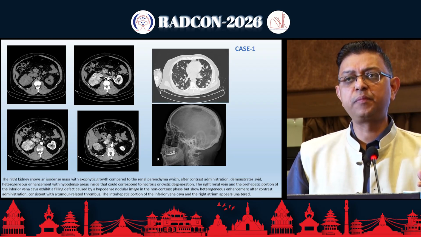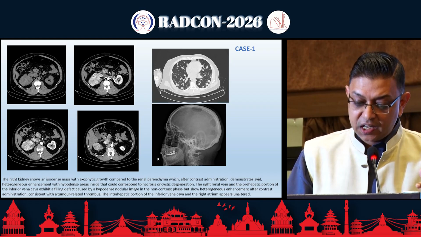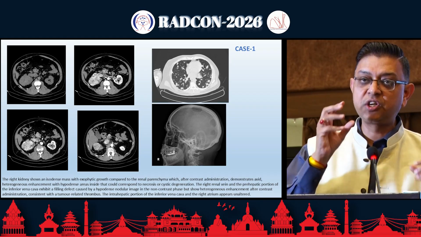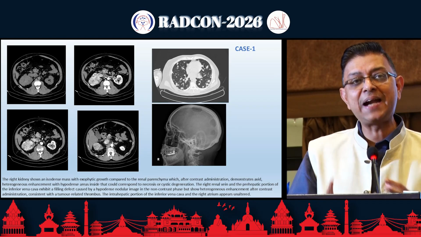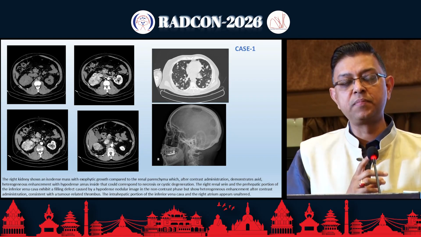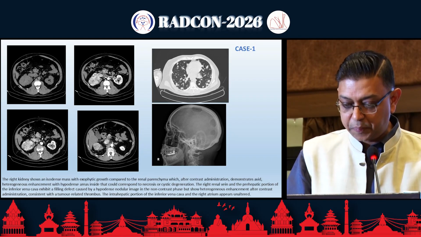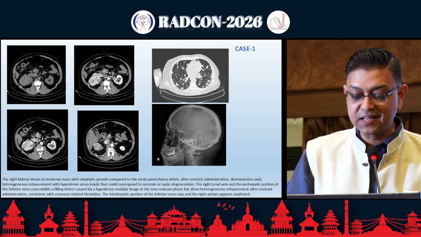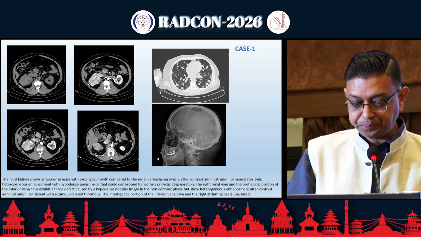You need to give this information to the surgeon. And not only that, look, the tumor is enhancing. So the renal vein does not have a bland thrombus. It has an enhancing thrombus, which is a tumor thrombus. Also, the patient had multiple metastases in the lungs and the skull bone.